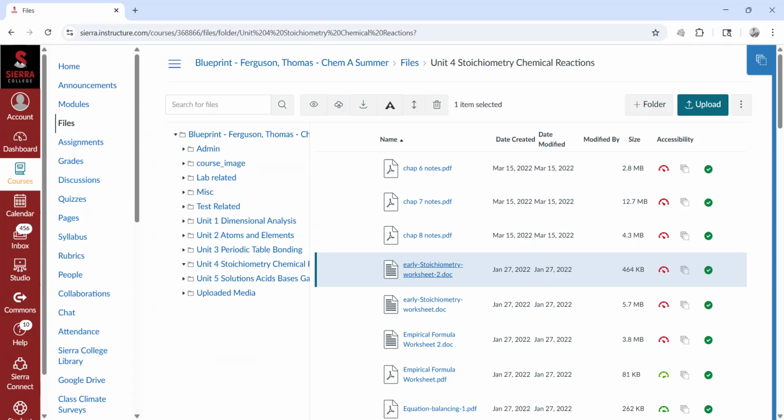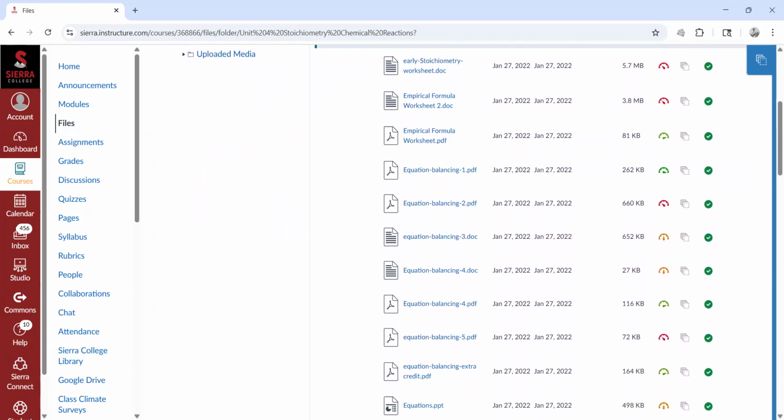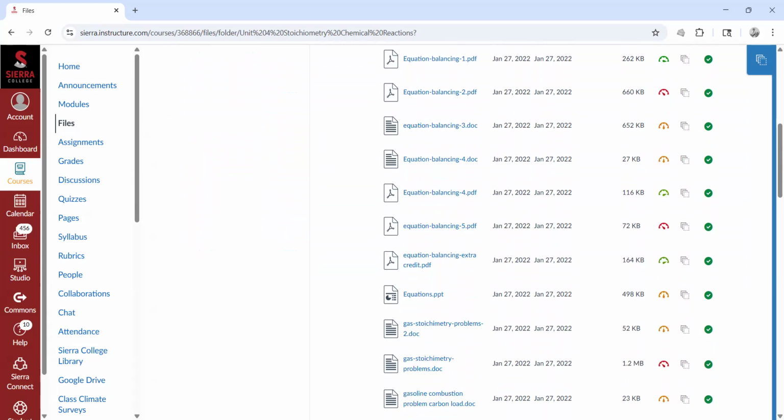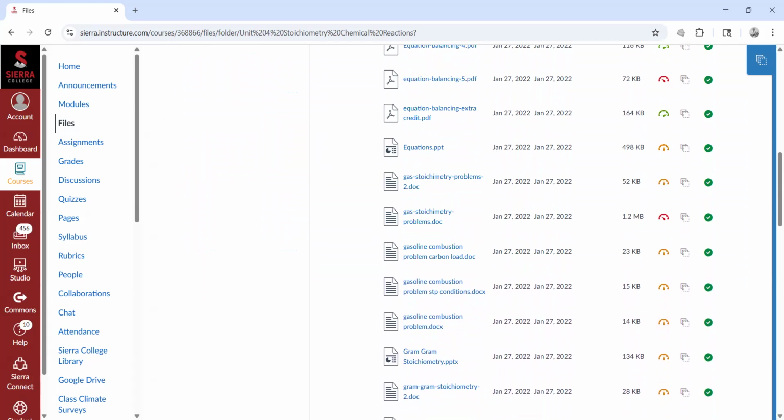Main thing is do the practice. Okay, also there is a dry lab. Lots of equation balancing practice. Some on gases.